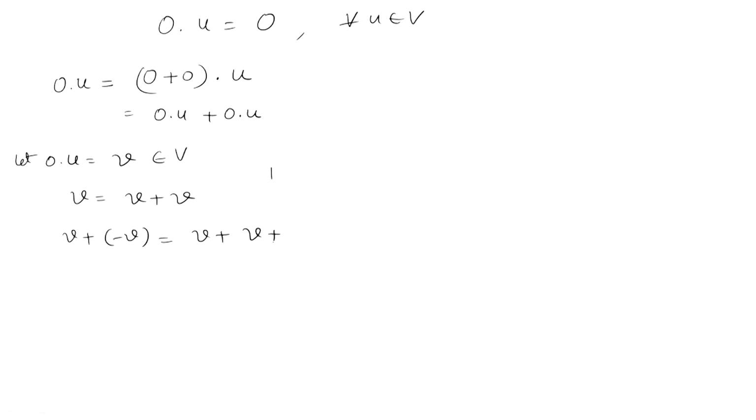So, we can always add its additive inverse to both sides, and it is 0, which is equal to v plus 0, and this implies v equals 0, and v is nothing but 0 dot u equals 0. So, we have shown that 0 dot u is always 0. This is additive identity. Okay.